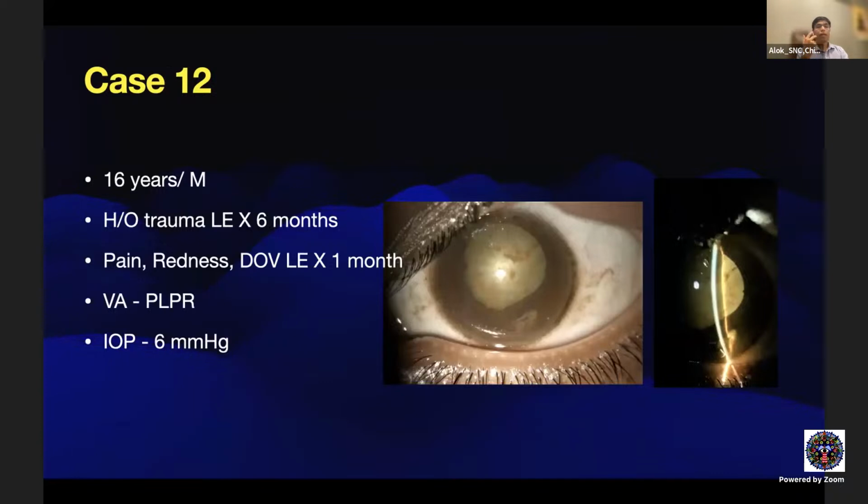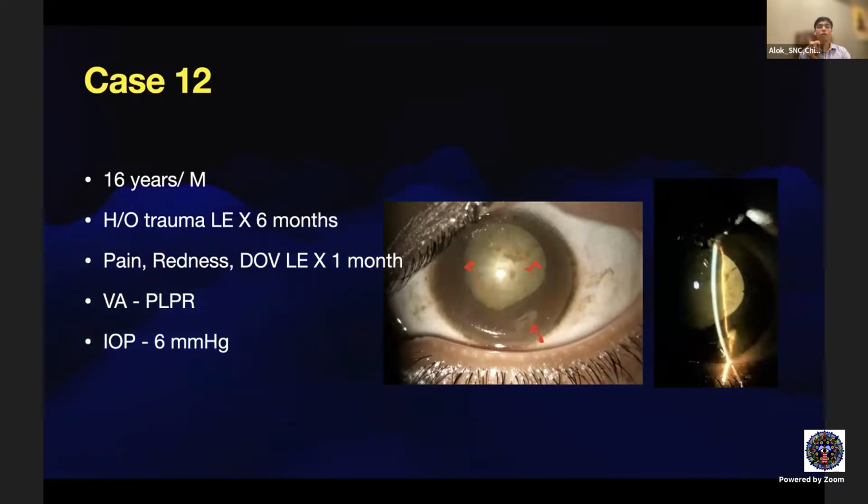This is a case, a 16-year-old male who had history of trauma to the left eye 6 months back. He presented with pain, redness, and diminution of vision in the left eye for 1 month or so. The vision in the left eye was PL PR, and the intraocular pressure was 6. And what you can see here is that there was presence of pigments over the anterior lens capsule, along with some posterior synechiae, and if you see carefully, there was a hole in the iris.